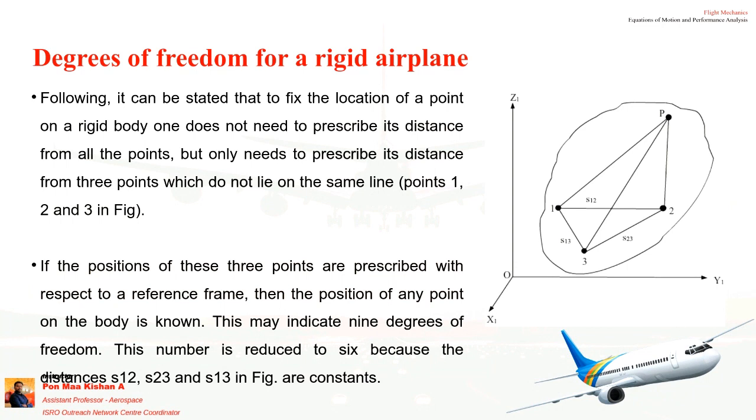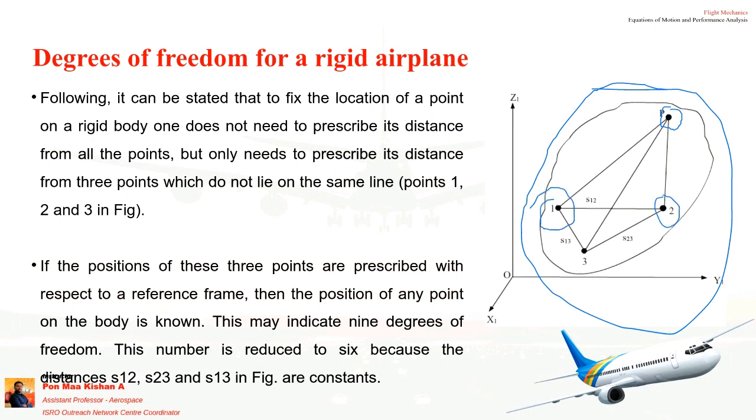O is the origin, and the body is of irregular shape, I hope you can see in the image. The point P is taken, and it is a rigid object, so one does not need to prescribe a distance from all the points. Again, we are considering 3 points: point 1, point 2, and point 3.